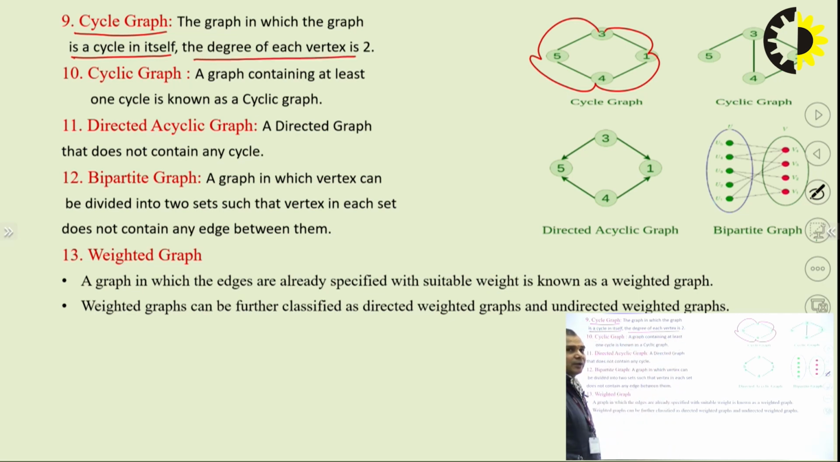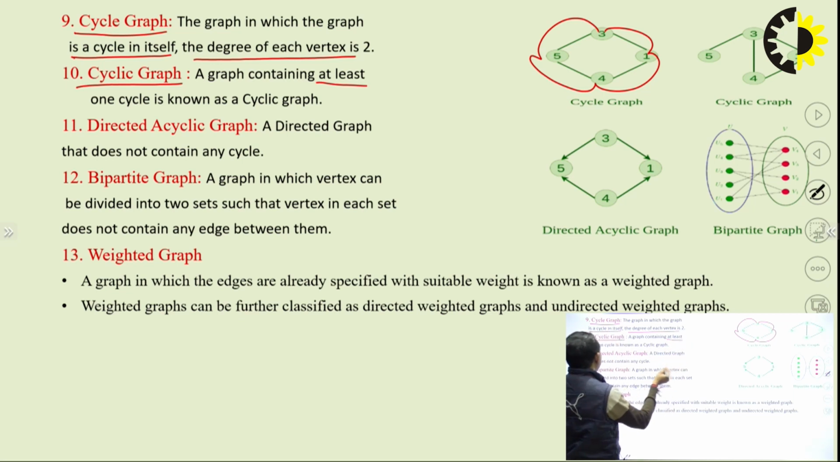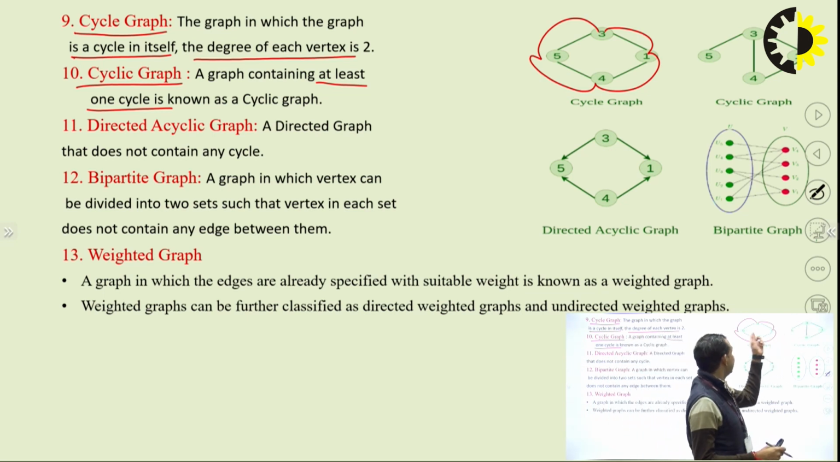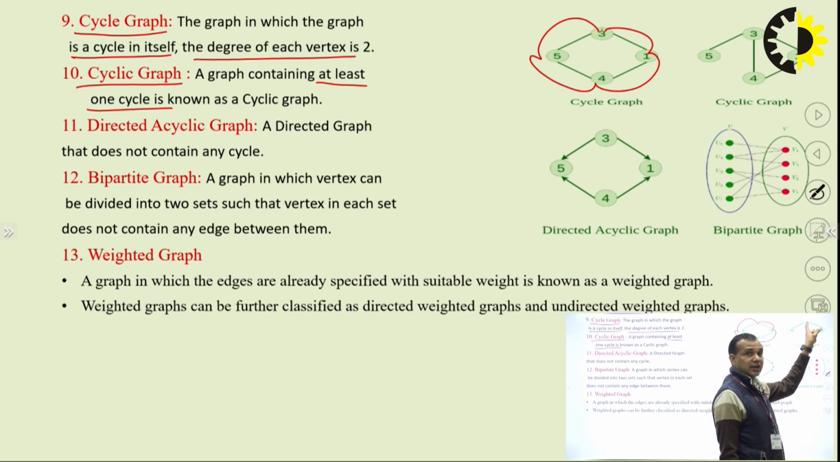Clear? That is known as the cycle graph. Next one is the cyclic graph. Cyclic graph means that in a given graph, it has at least one cycle. It does not mean that the starting and ending points are the same. Here we start from 3 and reach vertex 3, but if we start from, suppose, 5 and reach here 5, 3, 1, 4, 3, it means the graph contains a cycle, but the starting and ending points are not the same.